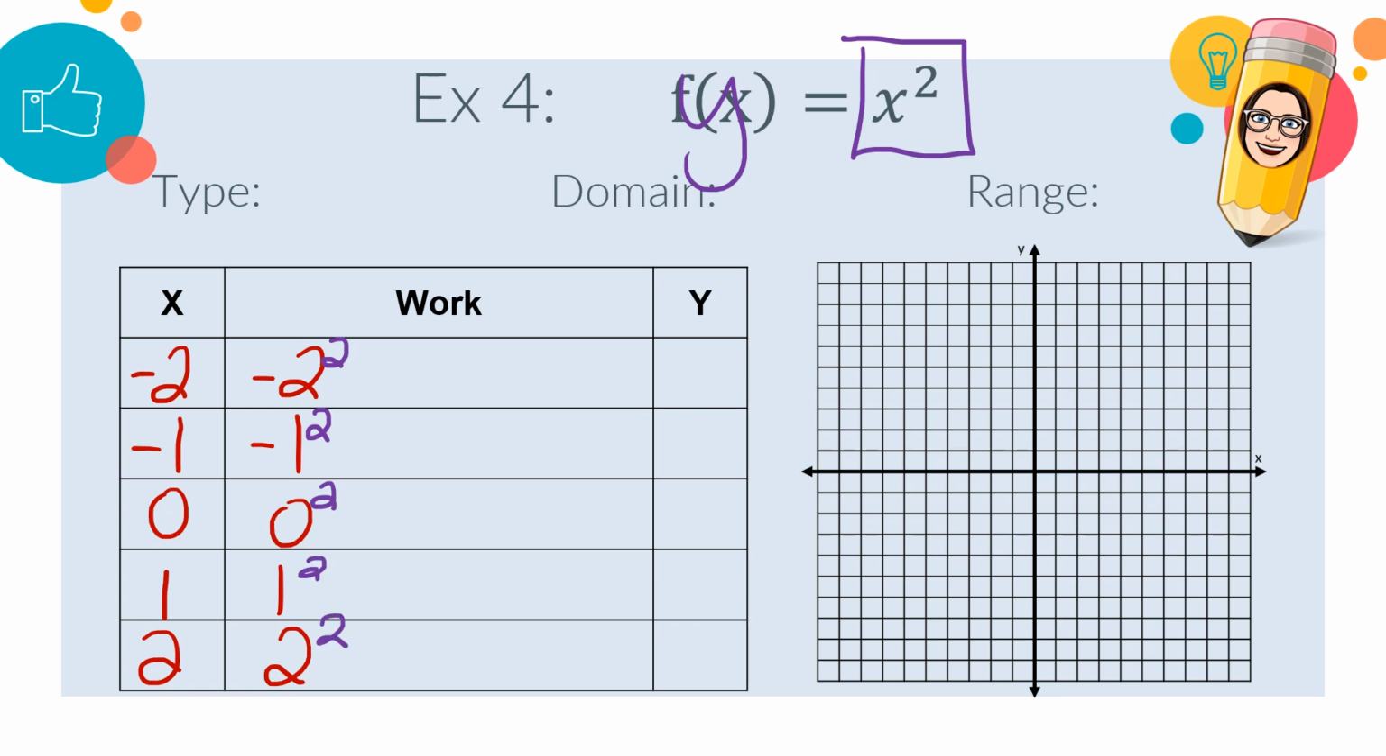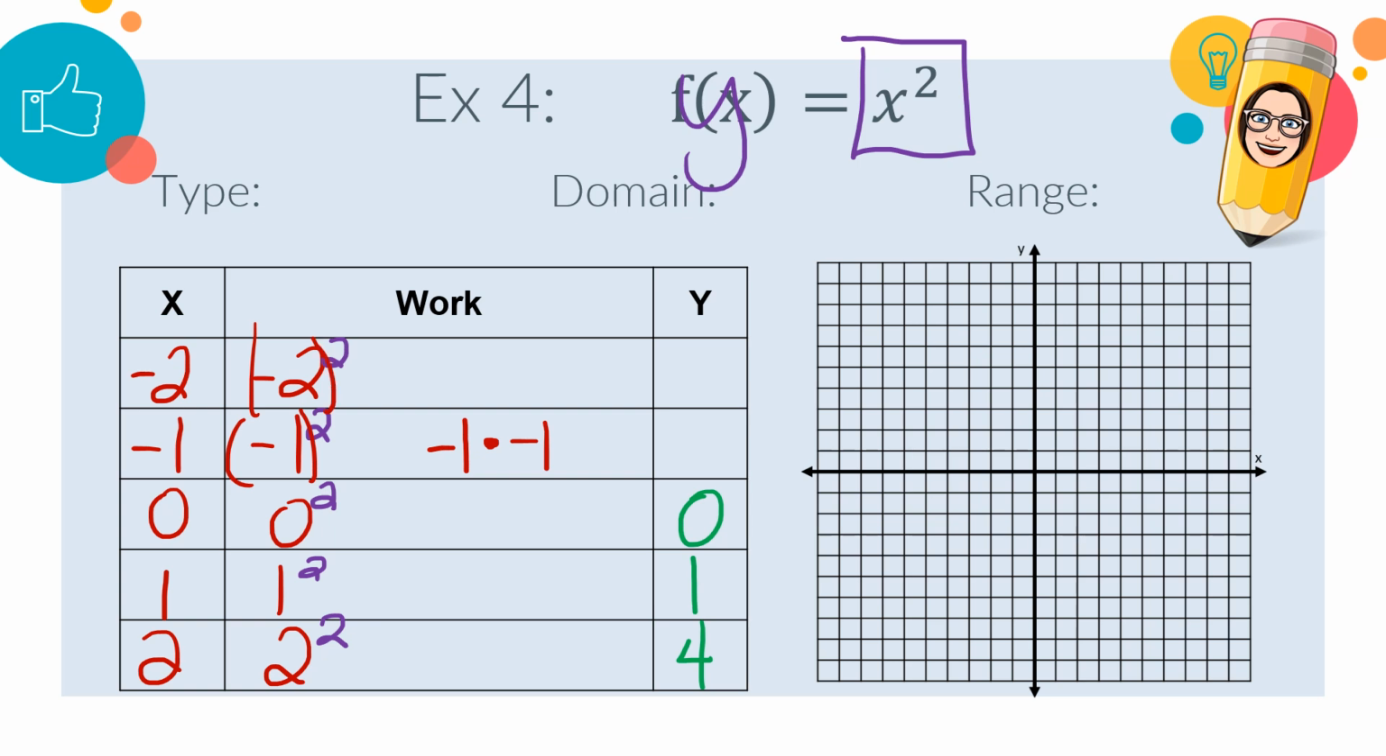2 squared. That means 2 times 2. 1 squared. 1 times 1. 0 squared. 0. See my pattern? But let's look over here. Let's talk about this and maybe add this to your notes. -1 squared means -1 times -1. If you type this in your calculator, you're not going to get the right answer. Why? Because your calculator wants parentheses.